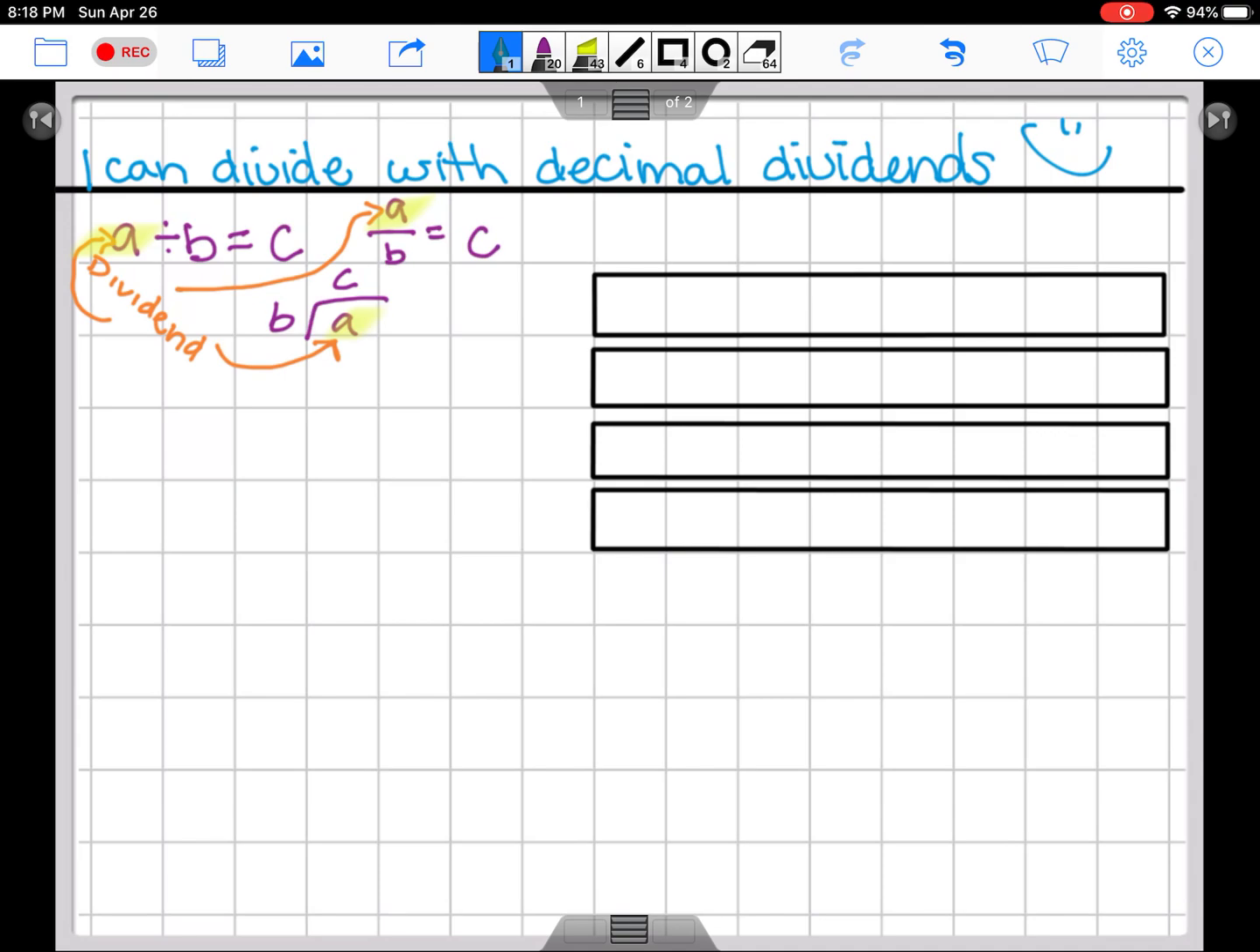We are going to take what we've learned about dividing. We've got long division, we've got estimation, we've got simplifying our fractions. We have so many strategies, and now we are going to divide with decimal dividends.